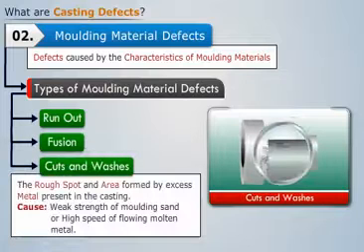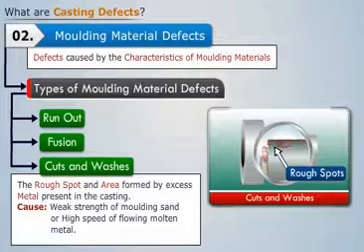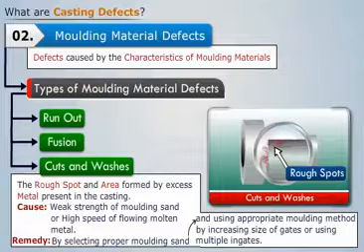Cuts and washes are the rough spot and area formed by excess metal present in the casting, caused due to the erosion of molding sand by flowing molten metal. This happens due to weak strength of molding sand or high speed of flowing molten metal. The former cause can be remedied by selecting proper molding sand and using appropriate molding method, whereas the latter cause can be remedied by increasing size of gates or using multiple in-gates.